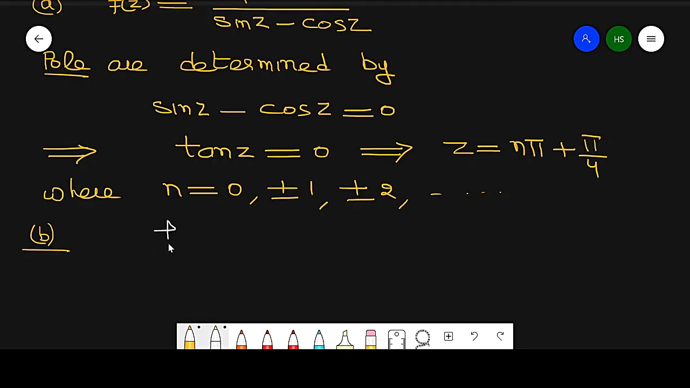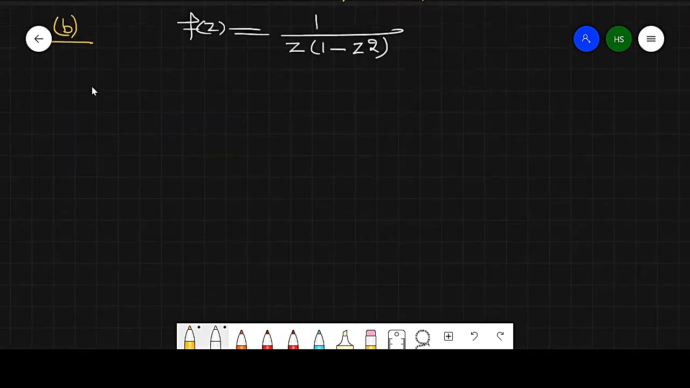Now, question number 2. I take the example f of z, which is equal to 1 over z into 1 minus z square. So my aim is to find the singularity of this function.